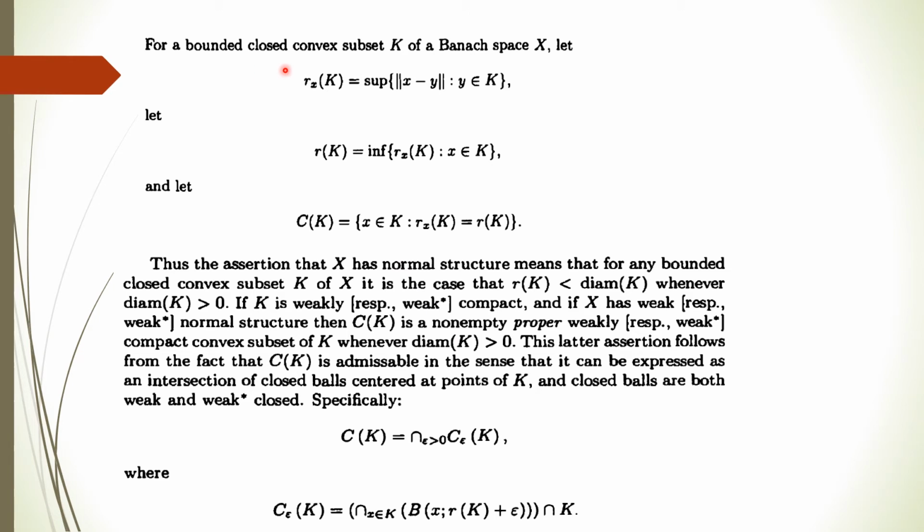Now for a bounded closed convex subset K of a Banach space X, r_x(K) denotes the supremum of the norm of x minus y, so we fix this x and vary y over all the elements of K. You find all the norms and then find the supremum. That will denote the maximum distance of the points of K relative to this x, right?